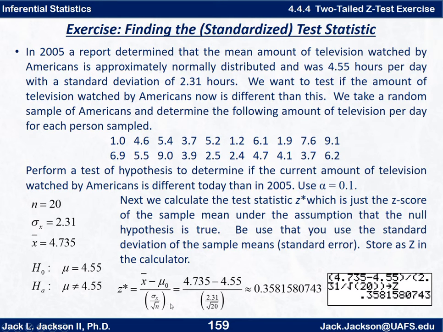Remember, the standard deviation of the x bars, sometimes called the standard error, is the standard deviation of individuals divided by the square root of the sample size. So that's sigma sub x divided by square root of n. Plug all those numbers in the formula right here.